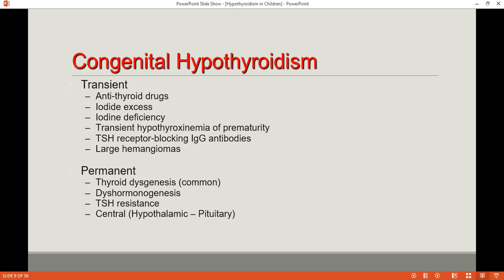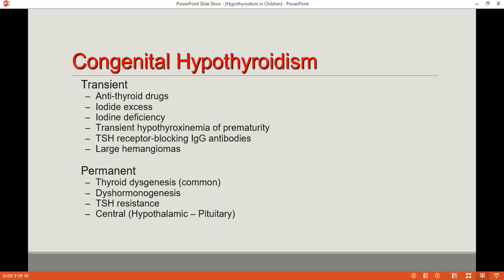Now, congenital hypothyroidism may be transient or permanent. Transient causes include antithyroid drugs taken by the mother, iodide excess, iodine deficiency, and transient hypothyroxinemia of prematurity. It means premature babies are born with a transient hypothyroxinemia. Another cause may be TSH receptor blocking IgG antibodies, which cross the placenta and cause transient hypothyroidism in neonates. Now, the permanent is important.